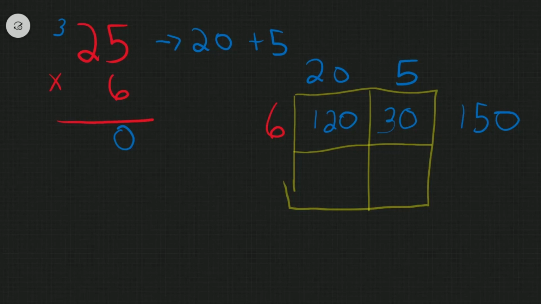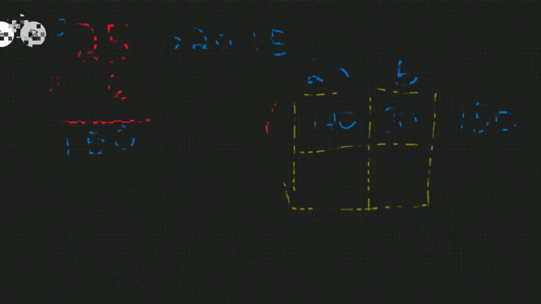6 times 2 is 12. Plus 3 is 15. 25 times 6 is 150 using the standard algorithm.